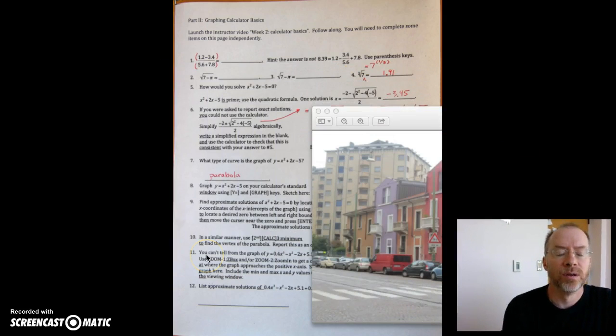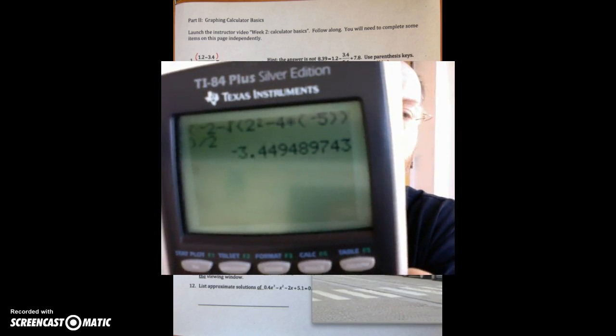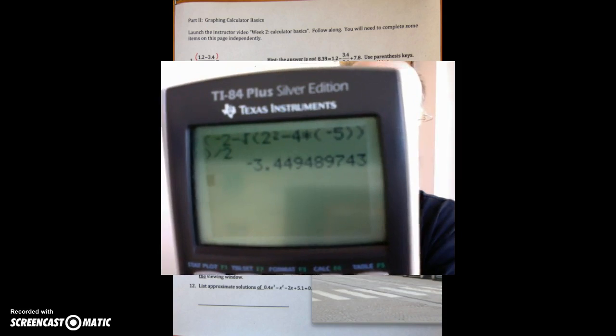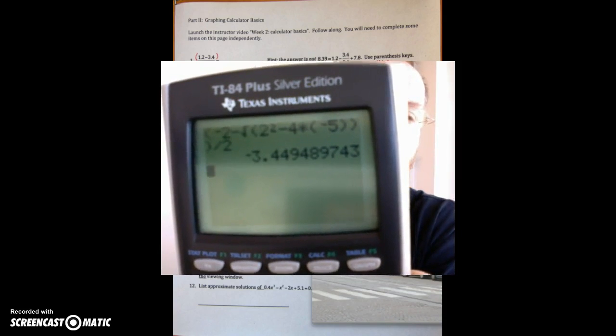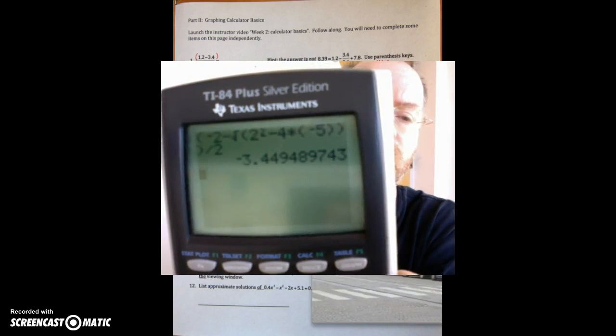Now for the rest of the fraction, I'm going to do divided by, and underneath I just have a 2 and hit enter, and I'm coming up with -3.449489743. By entering this all in the calculator in one shot and hitting enter one time, I've got this accurate to all those decimal places.